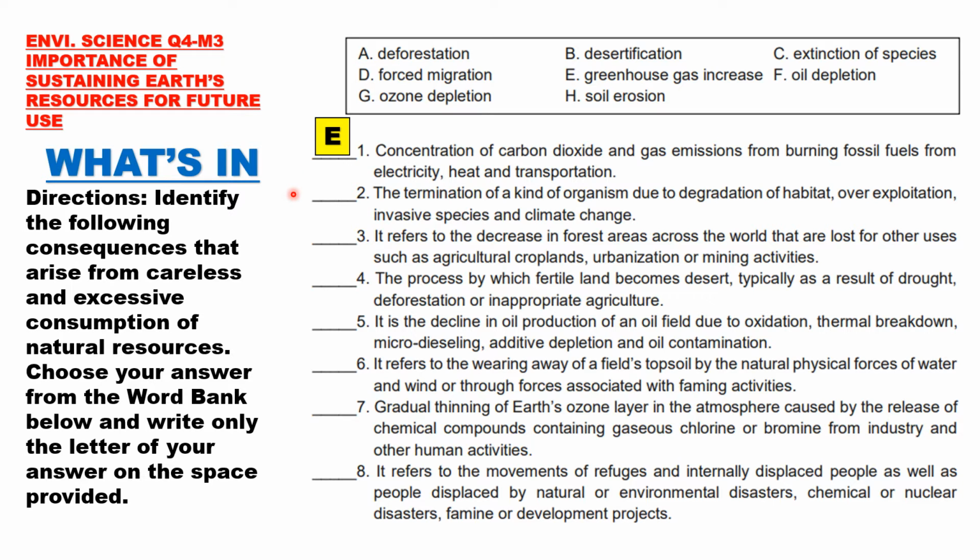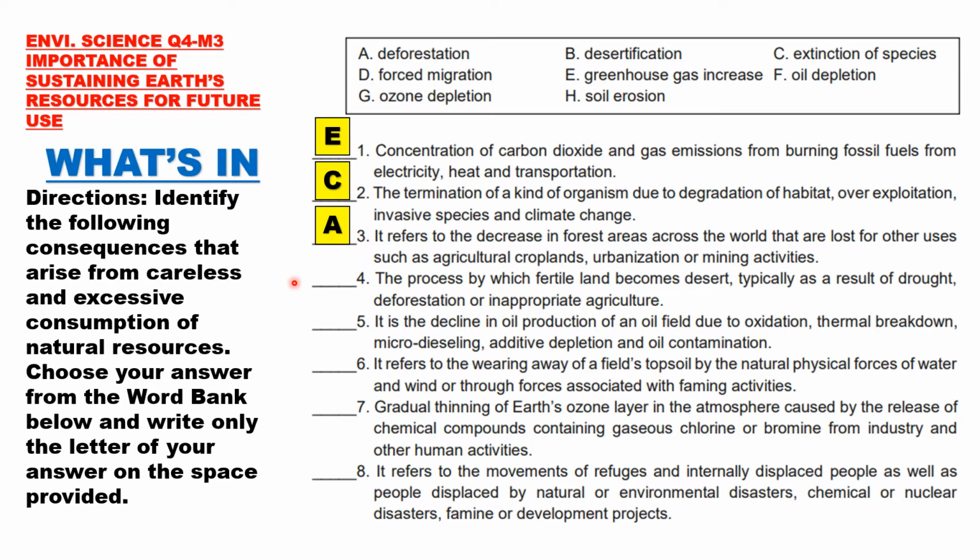2. The termination of a kind of organism due to degradation of habitat, overexploitation, invasive species, and climate change. Answer: C. Extinction of species. Number 3, it refers to the decrease in forest areas across the world that are lost for other uses such as agricultural, croplands, urbanization, or mining activities. Answer: A. Deforestation.